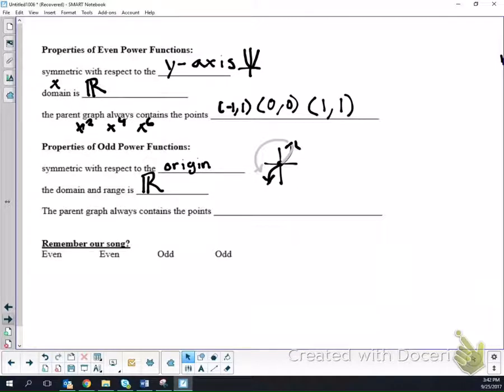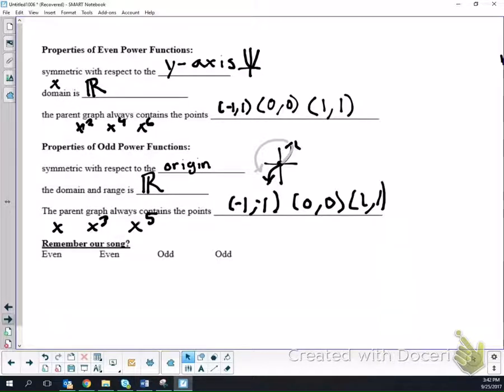The parent graph is also always going to contain certain points. Once again, these are just the parent graphs. So that's x to the power of 1, or x to the power of 3, or x to the power of, not 4, that would not be odd, or x to the power of 5. Any of these are going to contain the points (1, -1), (0, 0), and (1, 1). And that kind of shows us what we know. We started out low and we started increasing.